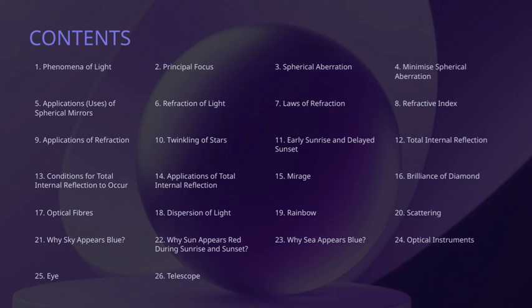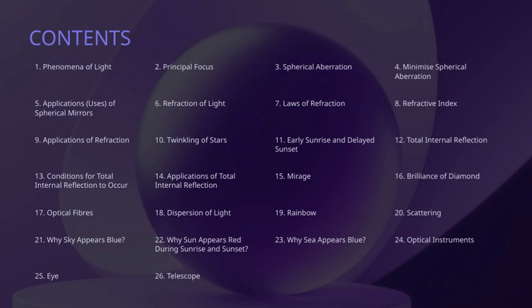We also need to consider spherical aberration, a common distortion caused by spherical lenses or mirrors that can blur images. Minimizing this aberration is crucial for clearer, sharper images. This leads us to applications of spherical mirrors, which are used in telescopes and headlights to direct light efficiently. The refractive index is another important concept. It's a measure of how much light bends in a material, affecting how we see through various media.